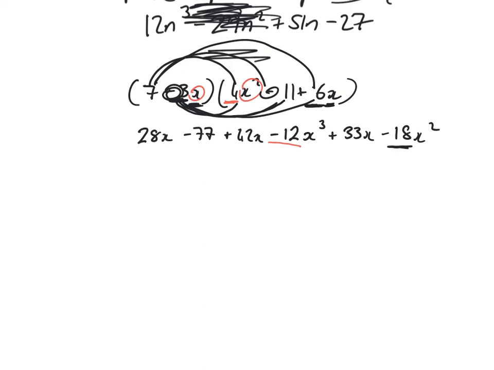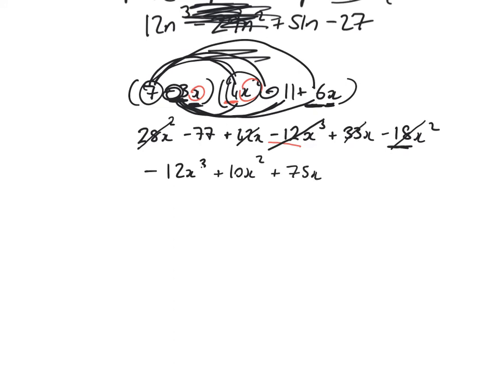Okay, so let's collect things together. I've got minus 12x cubed. I've then got, well, there should be a slight correction here, which is 7 times 4x squared at the start. That should actually be 28x squared. Okay, so 28x squared, take away 18x squared is 10x squared. I've then got 42x and 33x, which is 75x and minus 77.